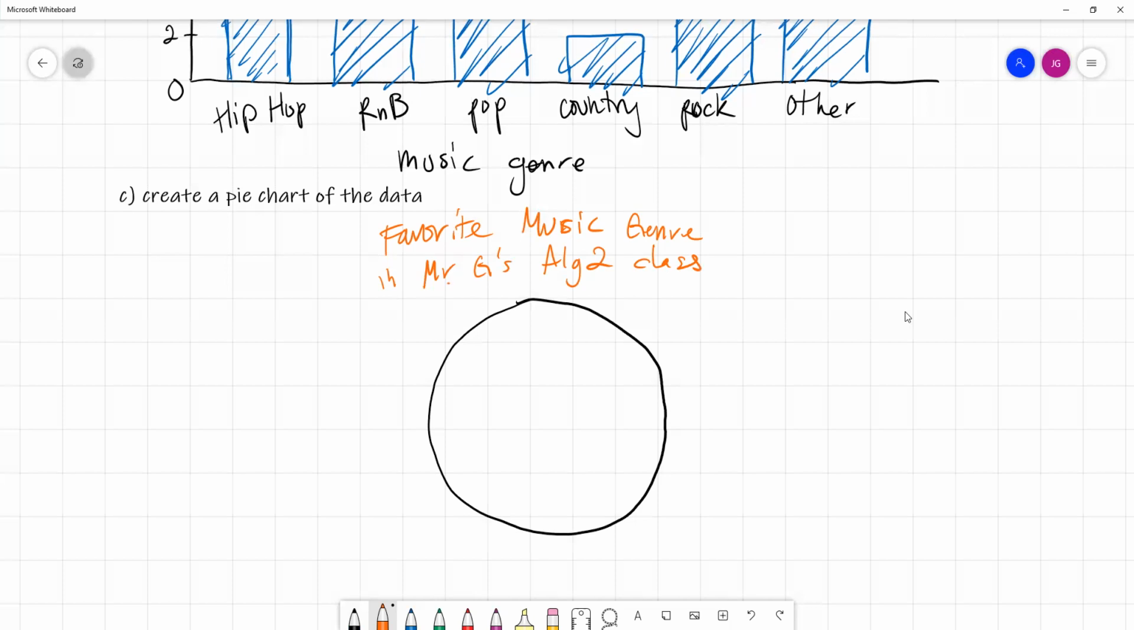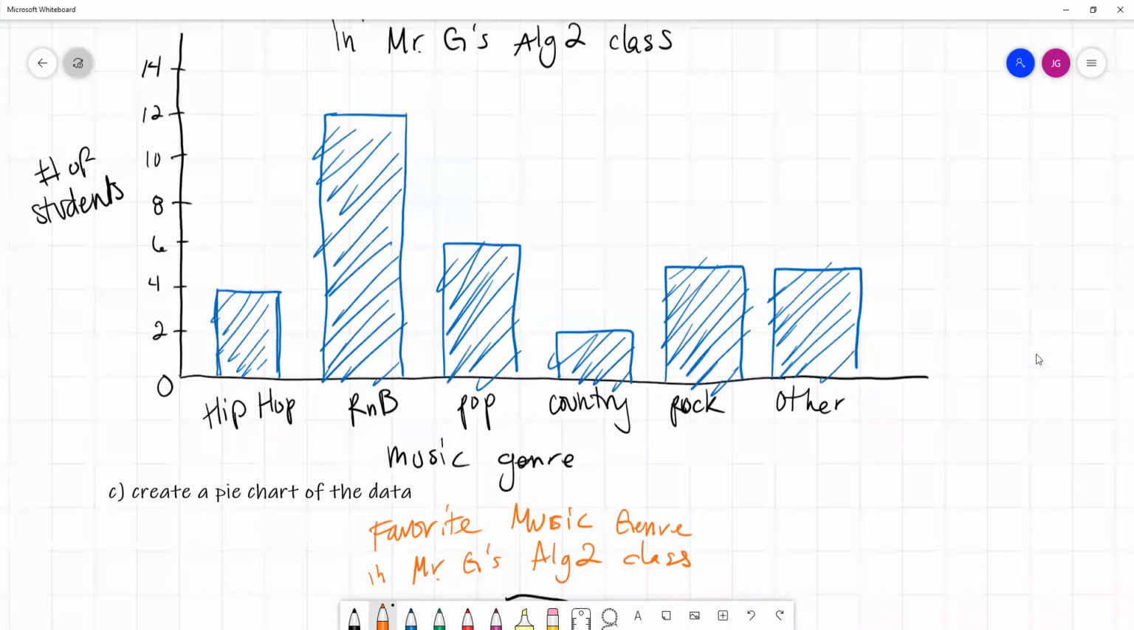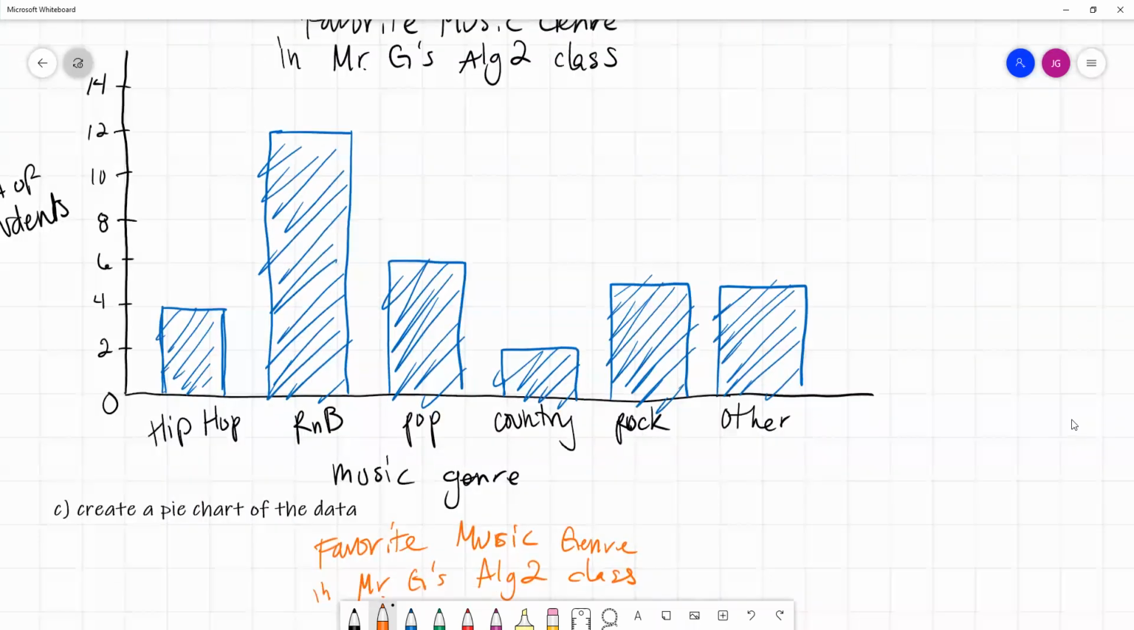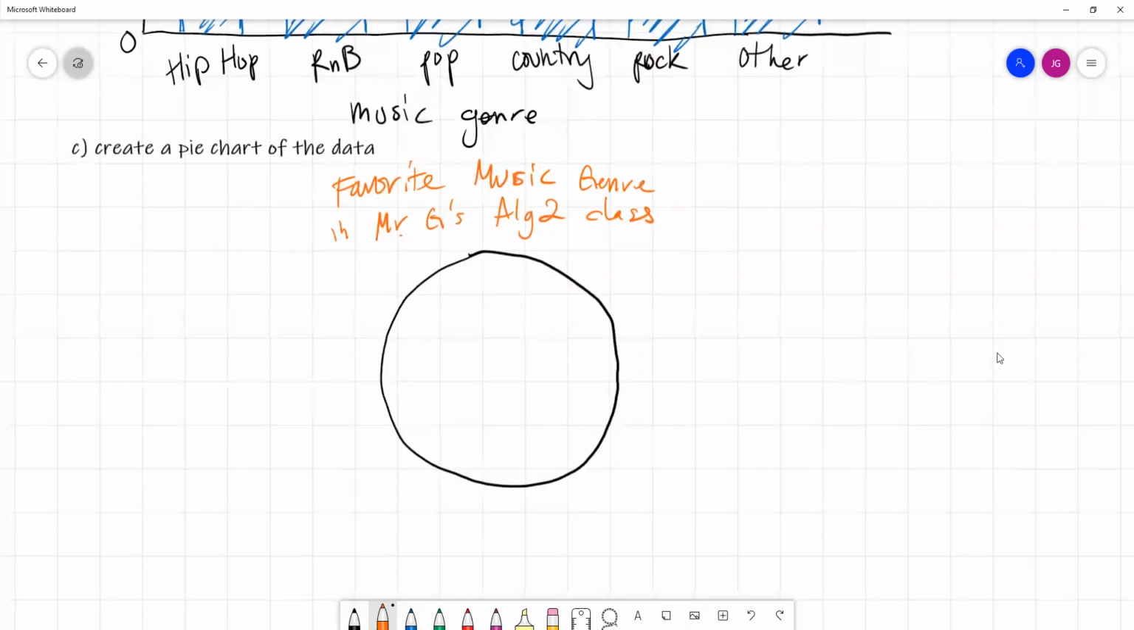Try your best. This is mainly why we have computers make it for us, because then the computers can make it exact, right? Because I'm going to want to draw out these percentages, right? So I want to make sure I represent 35.3% somewhat accurately, right? But like I just said, try your best.